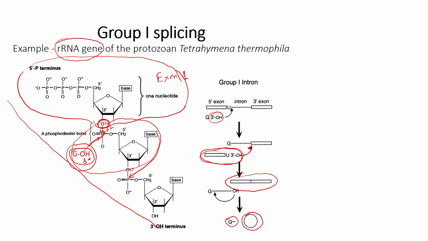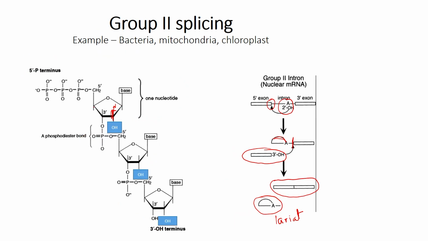This will attack at the end of the intron or the beginning of the exon. I will say beginning of the exon because there is a P there, and thus it will not occur at any place, it will occur at a specific place only.